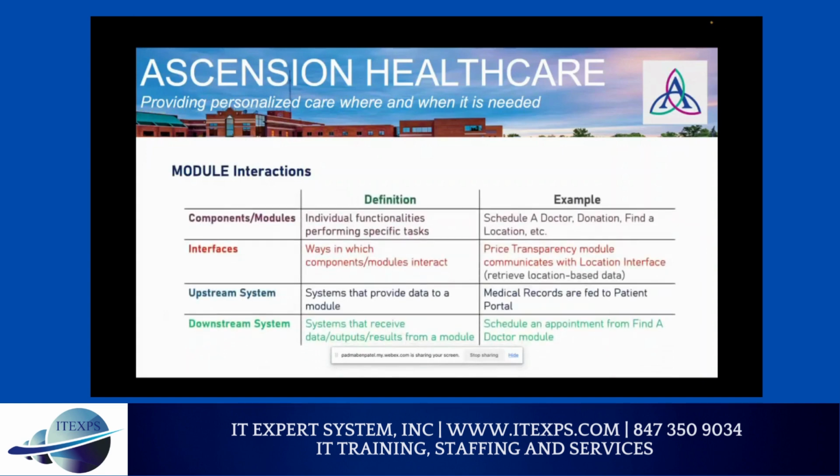The module interactions are components or modules, interface, and upstream and downstream systems. We have the definition of each and examples. So one of them, components or modules, is defined as individual functionalities performing a specific task. For example, find a doctor, donation, find a location, etc.